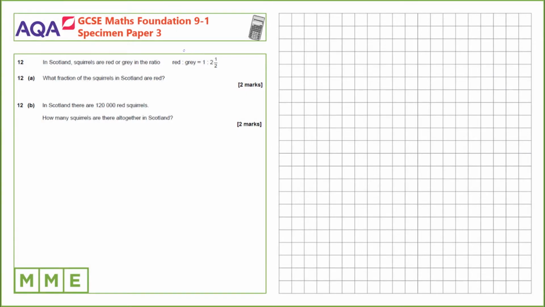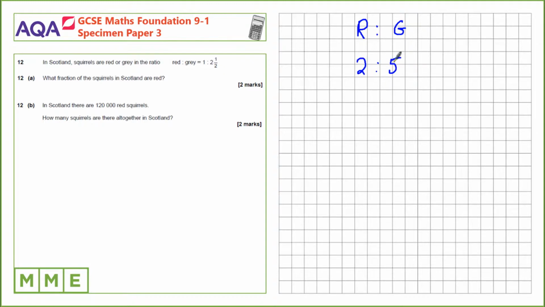Question 12. In Scotland, squirrels are red or grey in the ratio red to grey is 1 to 2.5. What fraction of the squirrels in Scotland are red? First, let's write down our ratio. And I'm going to multiply both sides of the ratio by 2 so that we have whole number parts in our ratio. Our convention is to have whole numbers on either side.